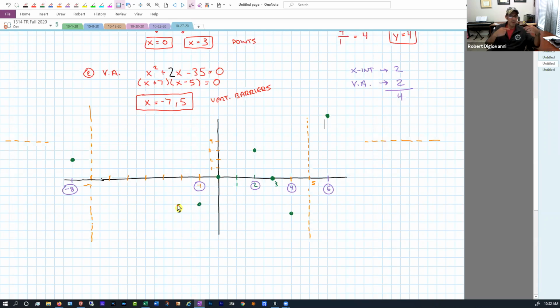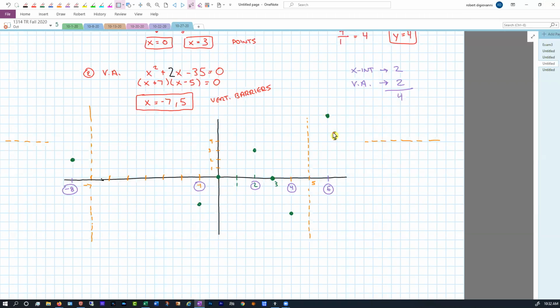Now, do you notice how they switched each time? Like we found the first one that was positive, and then the next one's negative, then positive, then negative, then positive. So you might be sitting here going, oh, great. All I have to do is find one of them, and then all the others switch. Not the case. It doesn't always do that. So you have to test each one.